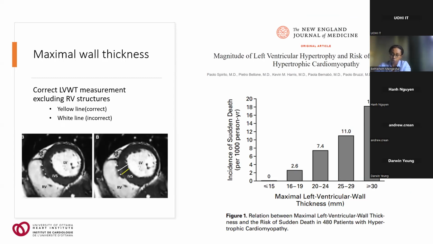But it's important to note that this is a continuum, and those with wall thickness of 25 to 29 millimeters are also at a higher risk. And as imagers, we should be careful in how we measure the wall thickness. The image on the left shows common errors made in measurement. We need to be careful not to include RV structures when we're measuring the wall thickness at the septum. And also, proper image prescription is important. So if the short axis images are prescribed diagonally instead of perpendicular to the long axis of the LV, then we can potentially overestimate the wall thickness.